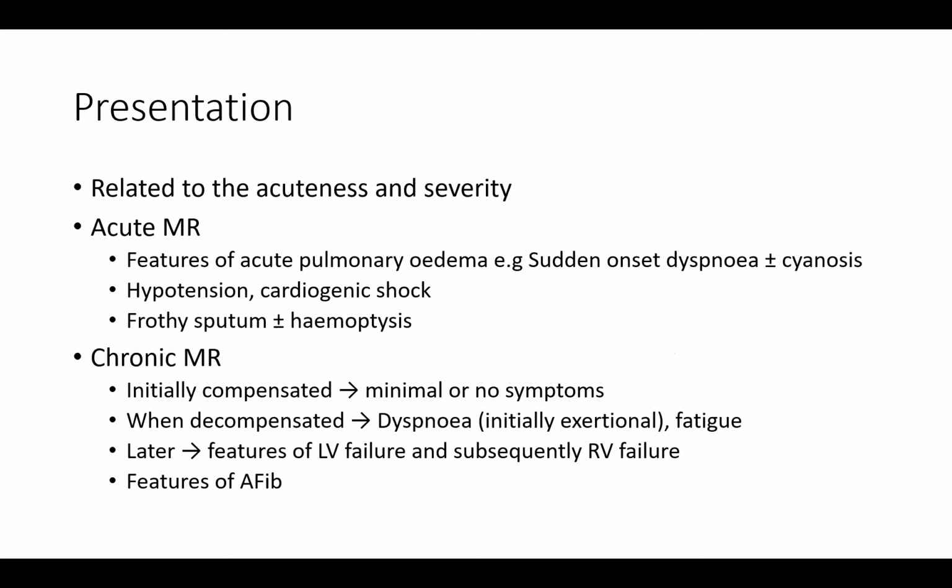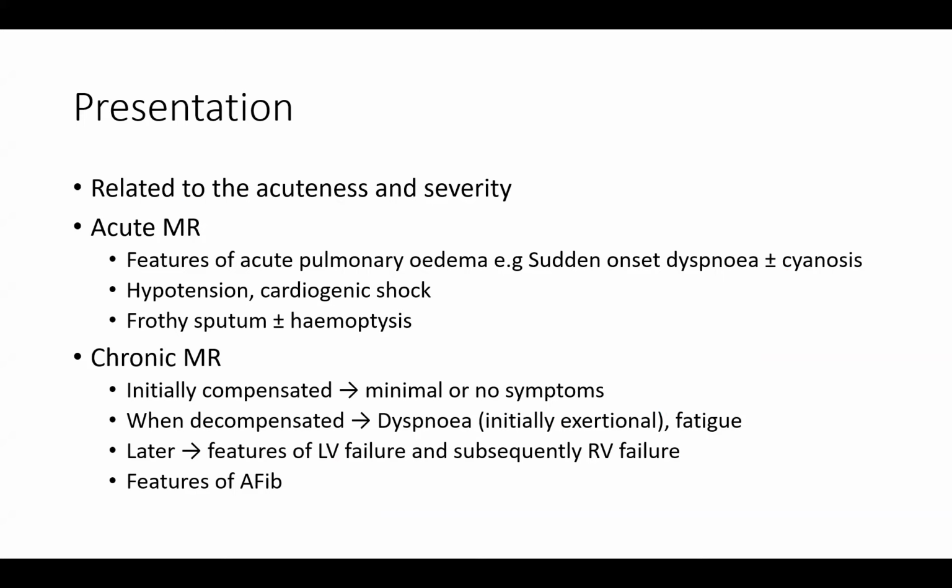So how do they present? It's related to how acute or chronic it is, like we've seen in the pathophysiology, and the severity of the MR. Acute MR will present with features mainly of acute pulmonary edema, like we said, very dramatic, sudden onset dyspnea. They could also have hypotension and shock because the forward flow is suddenly greatly impaired. They could have really high pulmonary pressures with hemoptysis and all of that.